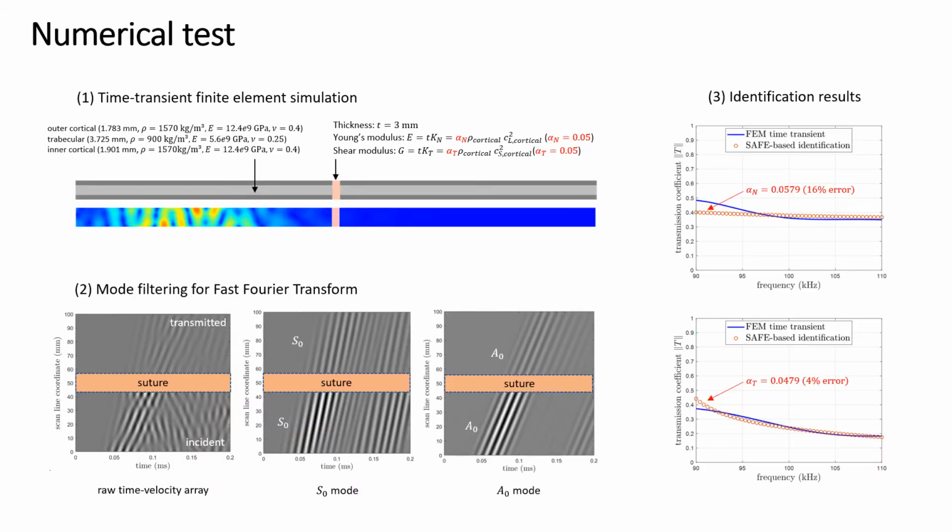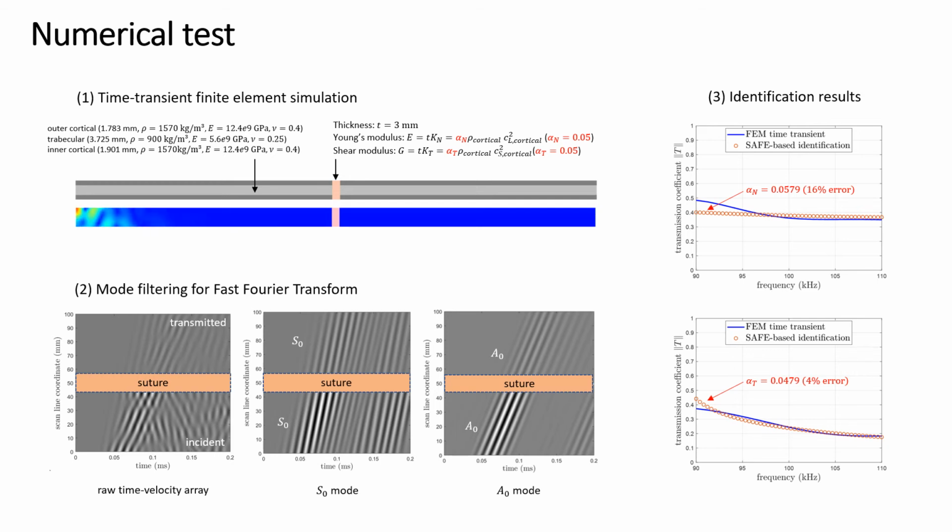Before analyzing the experimental data, we performed a test in which we modeled the cranial bone using geometric data from the CT scans and the mechanical data for the cortical and trabecular layers that we previously obtained from our dry skull specimen. The numerical test is a finite element time transient simulation in which we set both alpha n and alpha t equal to 0.05. As you can see here, when we apply our procedure using the S0 mode, we find an error that is about 16% on the identified alpha n and 4% on the identified alpha t.